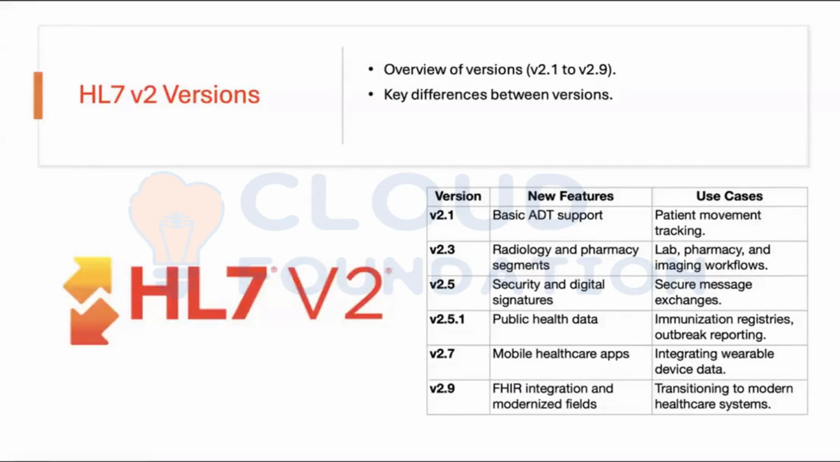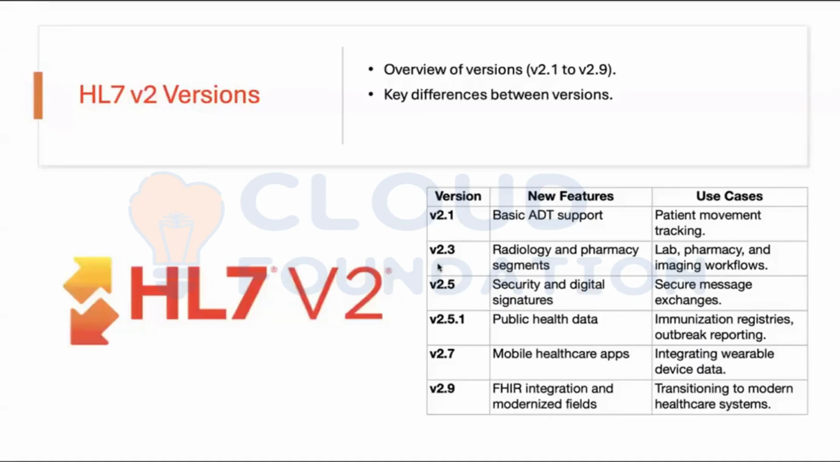Then let's start with our remaining session for HL7 V2. We will start with the HL7 V2 versions. We will look at what the HL7 V2 versions do and why there is a need for new versions. We will go through an overview of different versions and also the key differences between them. Why did we create this many versions, and why are there versions from 2.1 to 2.9? We will go through all of this.